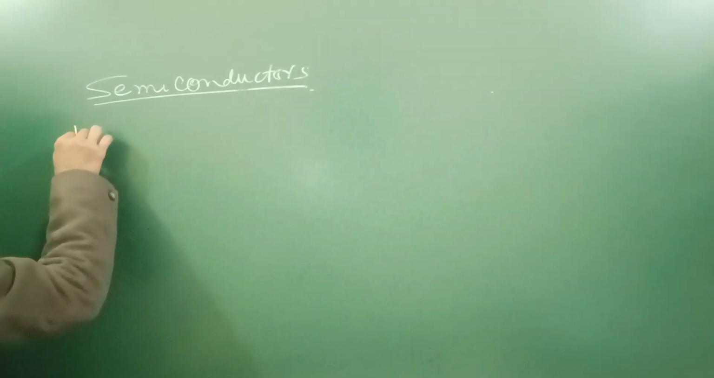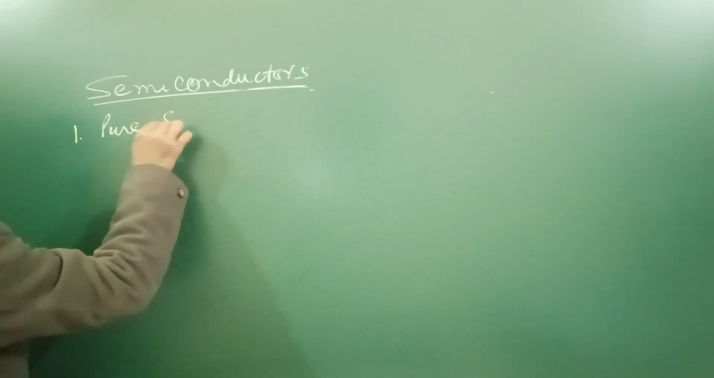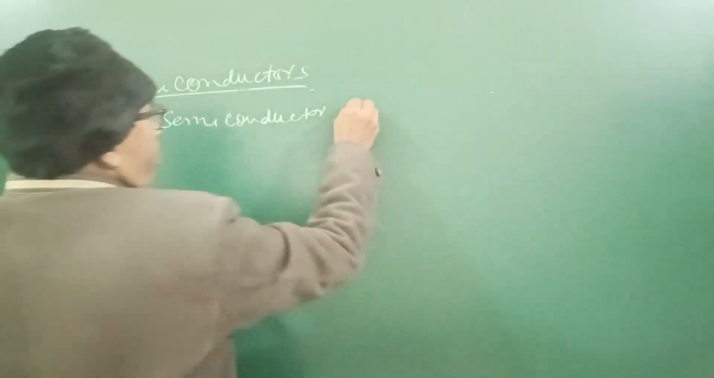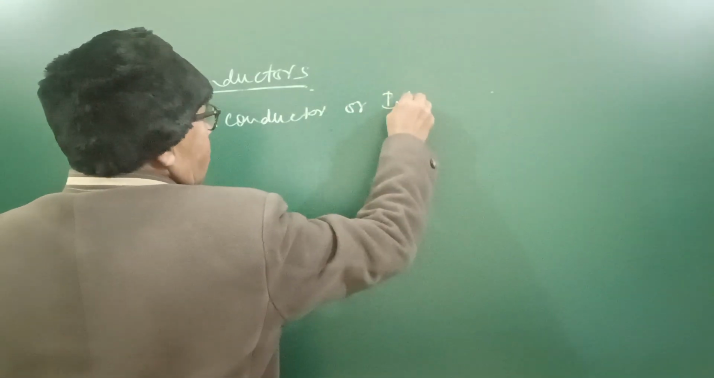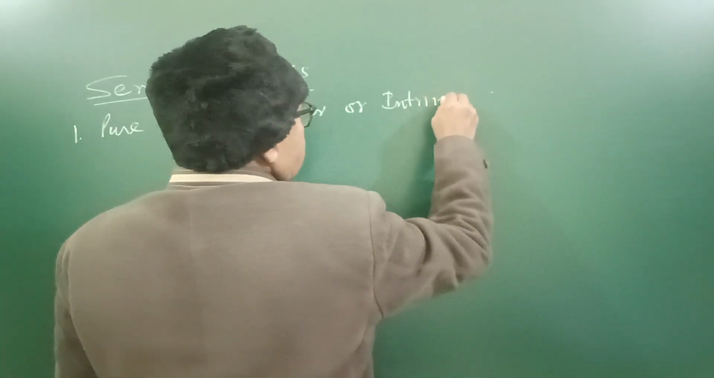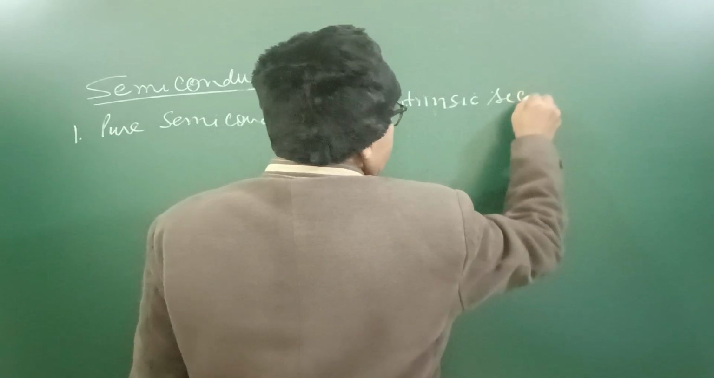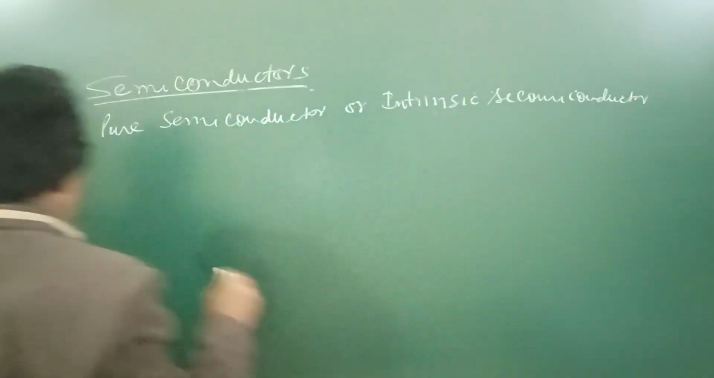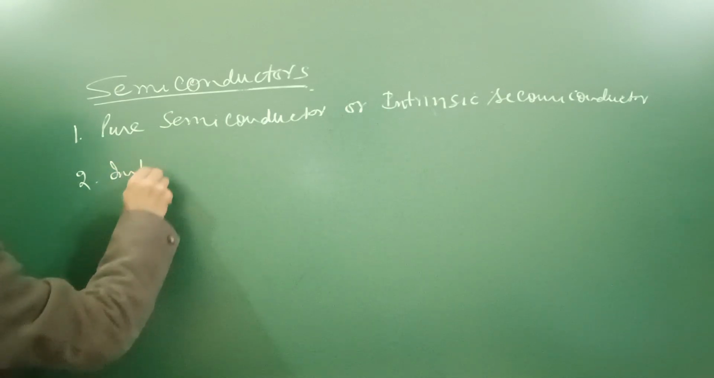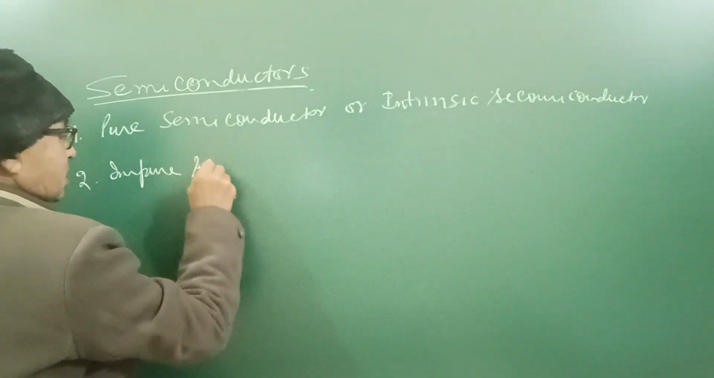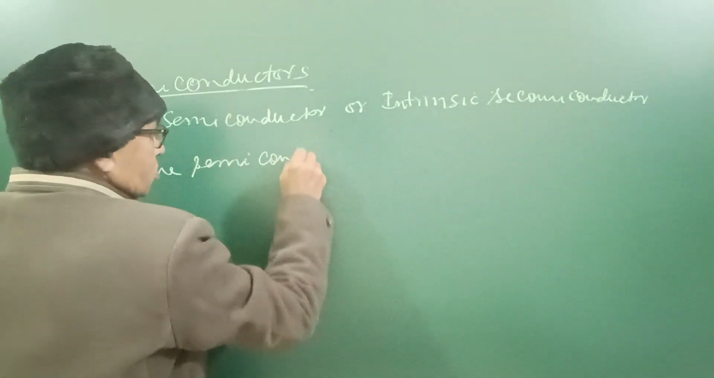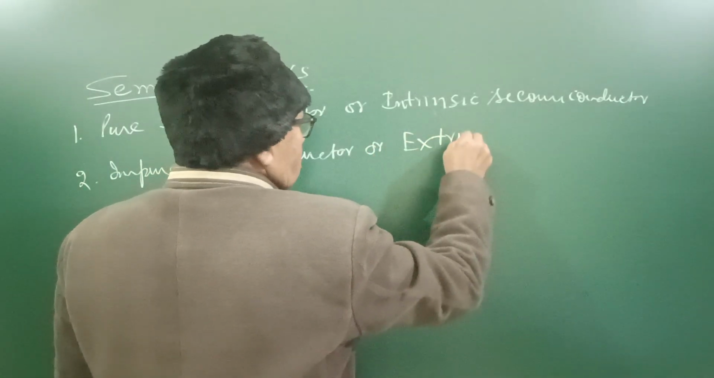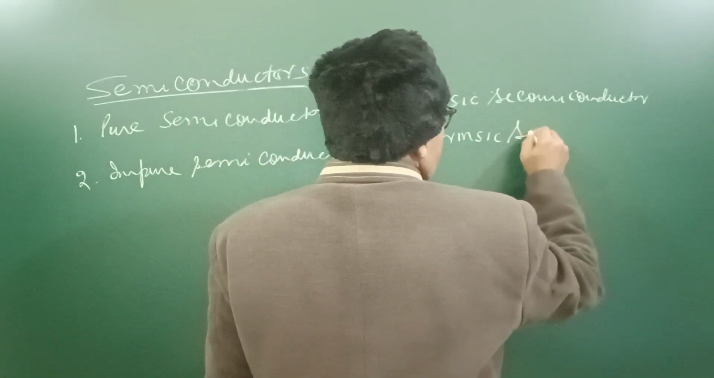Now semiconductors are of two types. Number one, pure semiconductors or intrinsic semiconductors. And number two, impure semiconductors, or they are called extrinsic semiconductors.